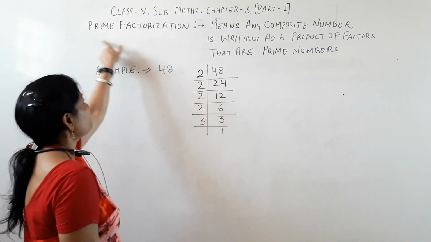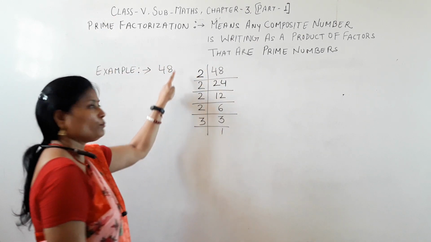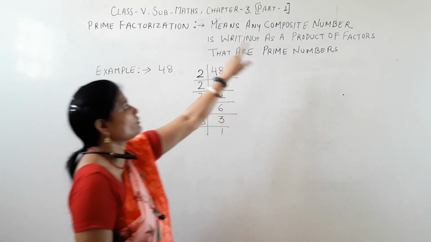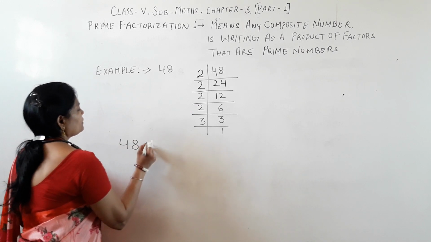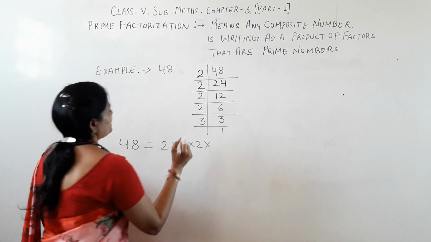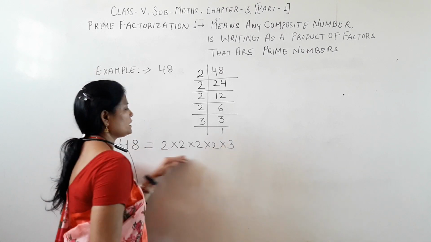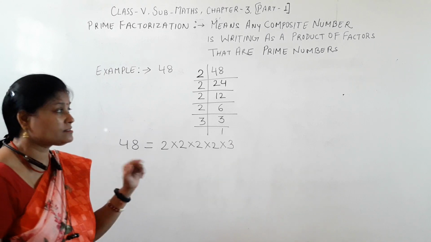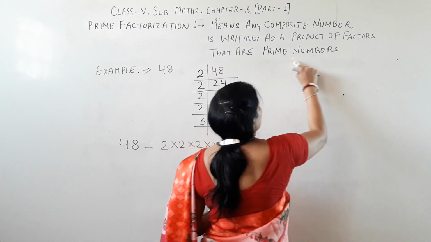But what I am saying is prime factorization. Prime factorization means 48 is a composite number, and if I arrange all these numbers as a product, we can say 48 equals 2 multiply 2 multiply 2 multiply 2, 4 times, and then 3. So these are the factors, and after multiplying we will get 48. But children, these factors are very important because they are prime numbers.